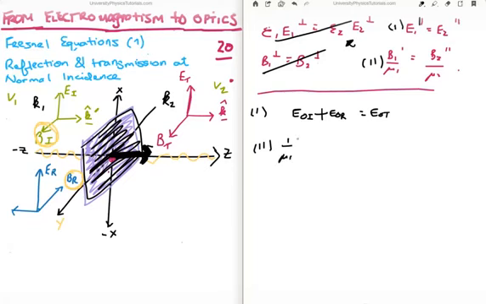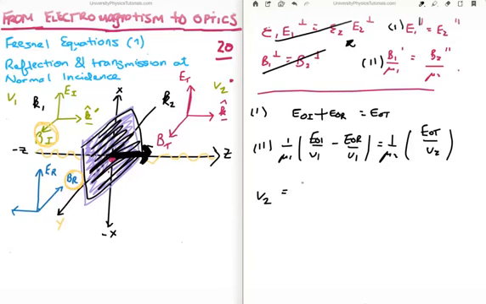And then if we look at boundary condition number 2, what we get is the following. We get 1 over mu1 times E0I over V1 minus E0R over V1, and that's equal to 1 over mu2, which is the permeability of free space on the other side, and once again we get E0 transmitted divided by V2. And these are our boundary conditions as discussed in the previous video.